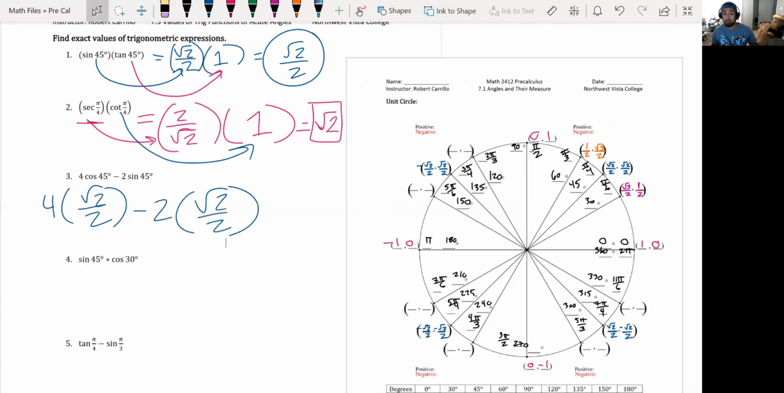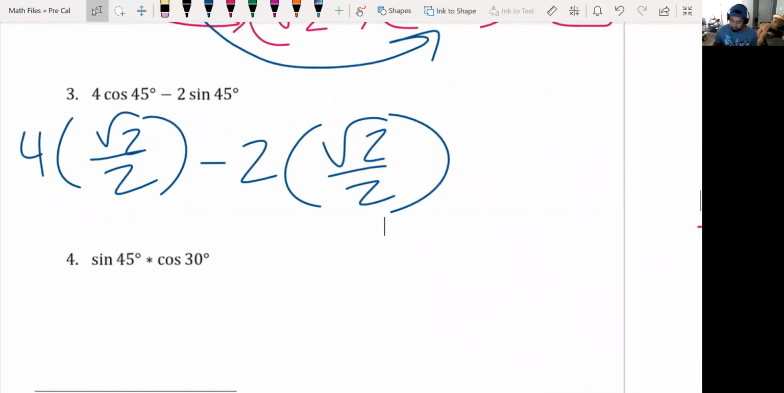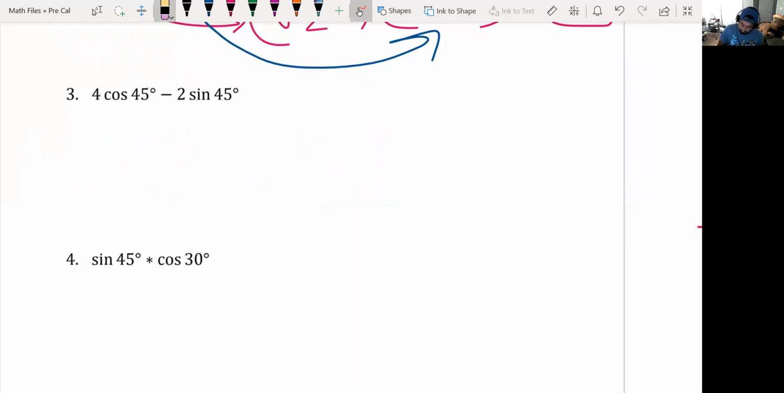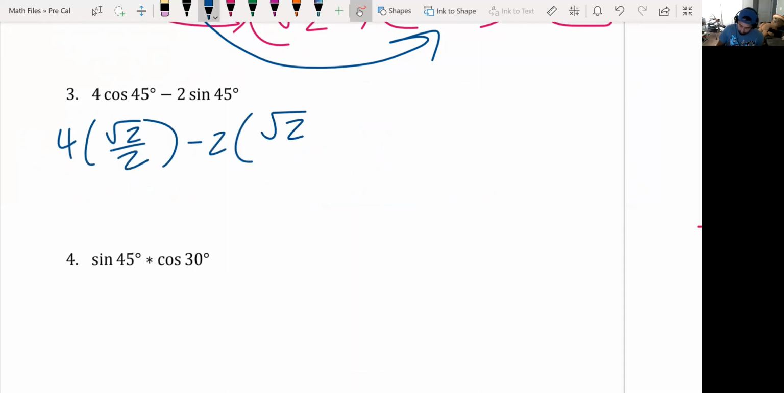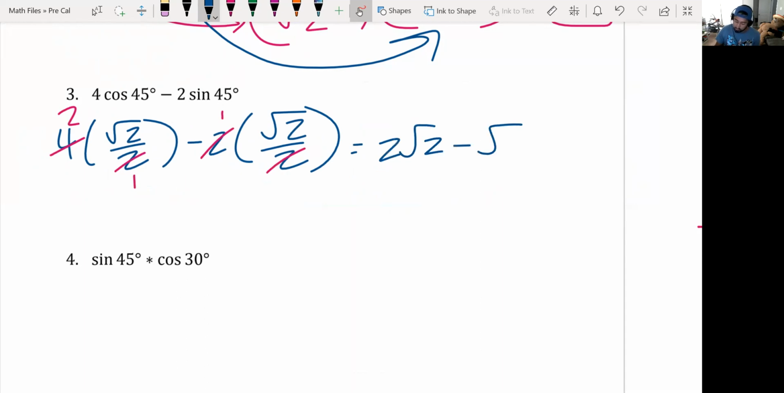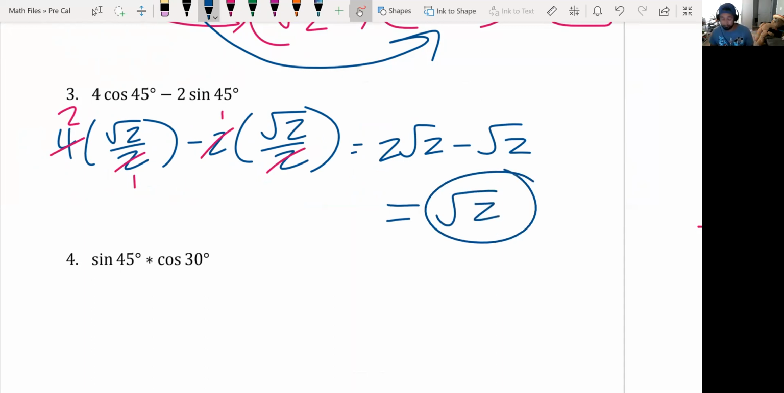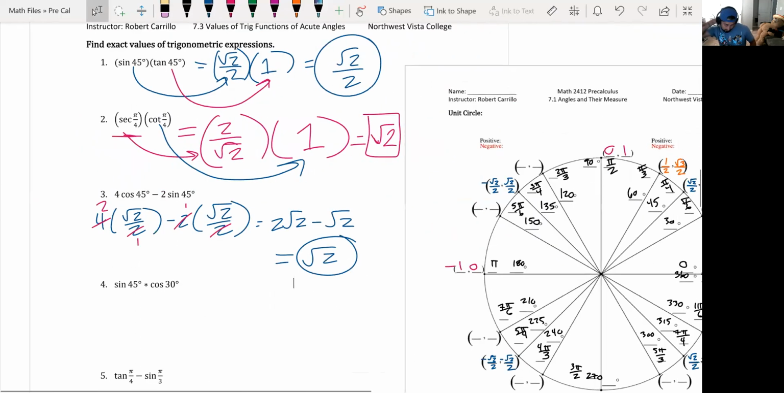And all we have to do is clean it up. I wrote really big, so I probably want to erase that. One moment. There it is, and then reduce. That becomes a 1, that becomes a 2. Those 2's cancel, that becomes a 1. And we end up getting 2 square root 2 minus the square root of 2, which gives me square root of 2. Not bad, guys. Just know how to call in the unit circle. That's it.